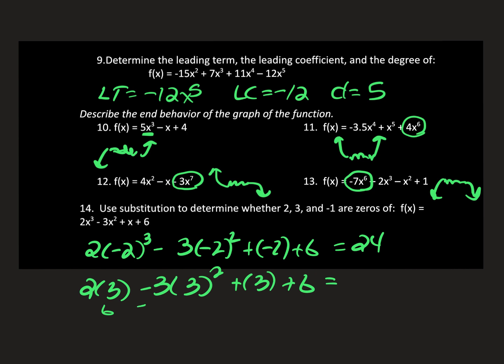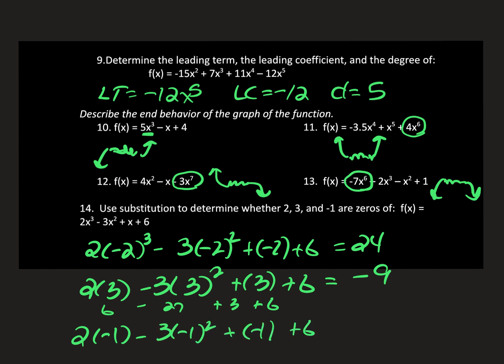That's going to be 6 minus 27 plus 3 plus 6. That's 12, 18. That's going to be -9. That's also not a 0. So let's try -1, the last one. Plug -1 in there. Let's see what happens. That's going to be -2. That's going to be -3 minus 1 plus 6. That does equal 0. So the only one that is a 0 is the -1. -1 is a 0.